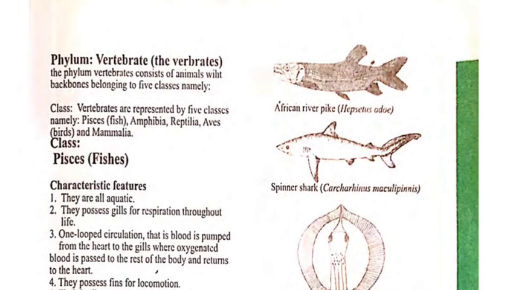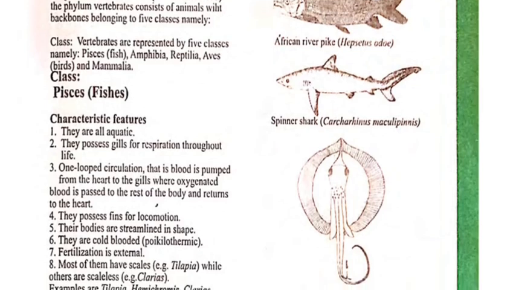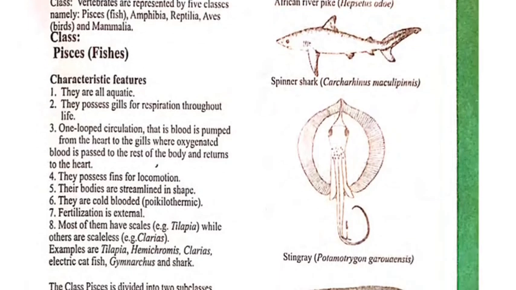Now talking about Vertebrata, those with backbones. We have 5 classes in this phylum. Number 1, we have Pisces, we have Amphibia, we have Reptilia, we have Aves, that's birds, and we have Mammalia. Now number 1, fishes, they are all aquatic. They possess gills for respiration throughout life. They have one looped circulation, that is, blood is pumped from the heart to the gills, where it is oxygenated, passed to the rest of the body and returns to the heart.